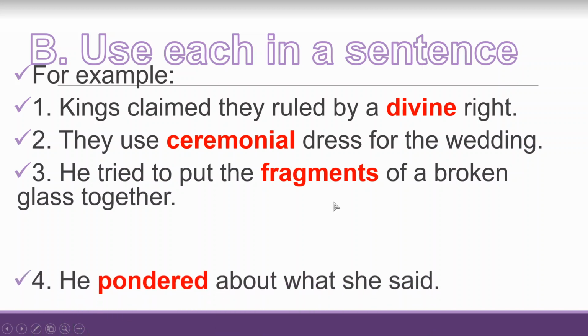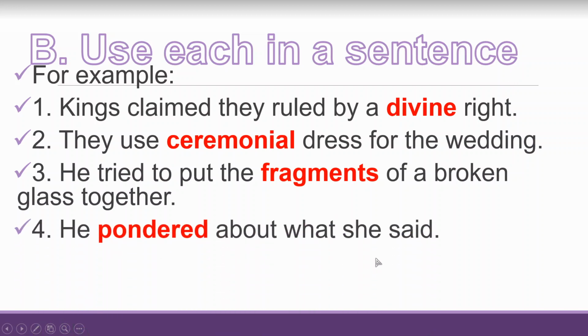And finally, number four, he pondered about what she said. So pondered means thought deeply, thinking about something important. So as you can see, I made 1 to 4 examples for the vocabulary. I want you to do from 1 to 10 also.